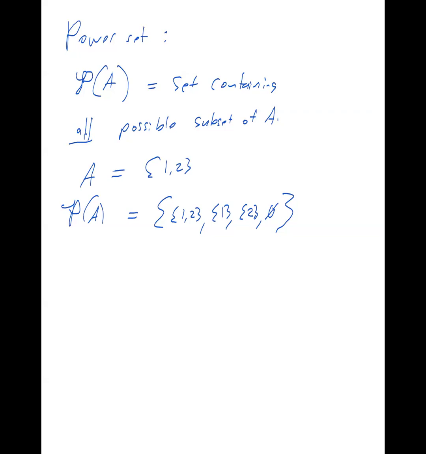So that's the power set. The power set basically means all possible choices from out of a set, including all the choices, or some of the choices, or none of the choices. What's the cardinality of a power set?